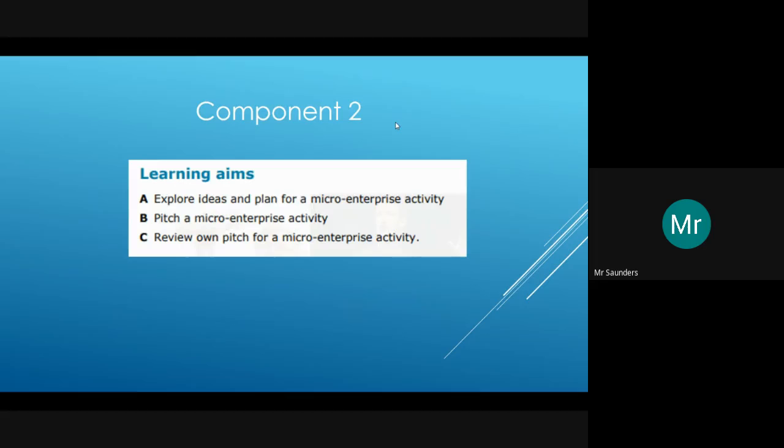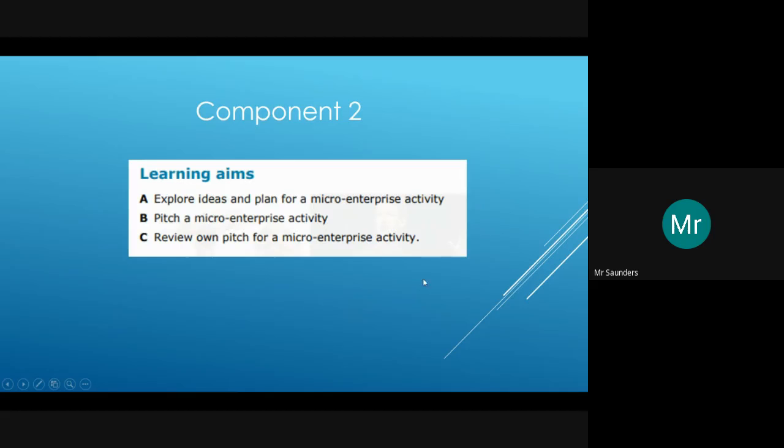And when we talk about internal assessment, when you start these components, you will be given an assignment brief, which clearly defines what you need to do to achieve the relevant grades.